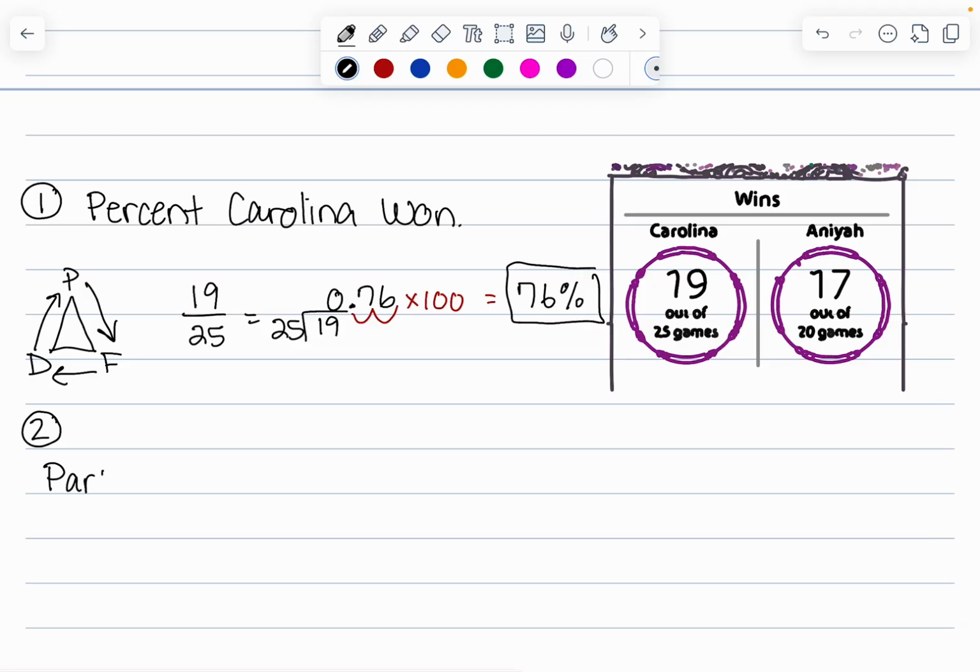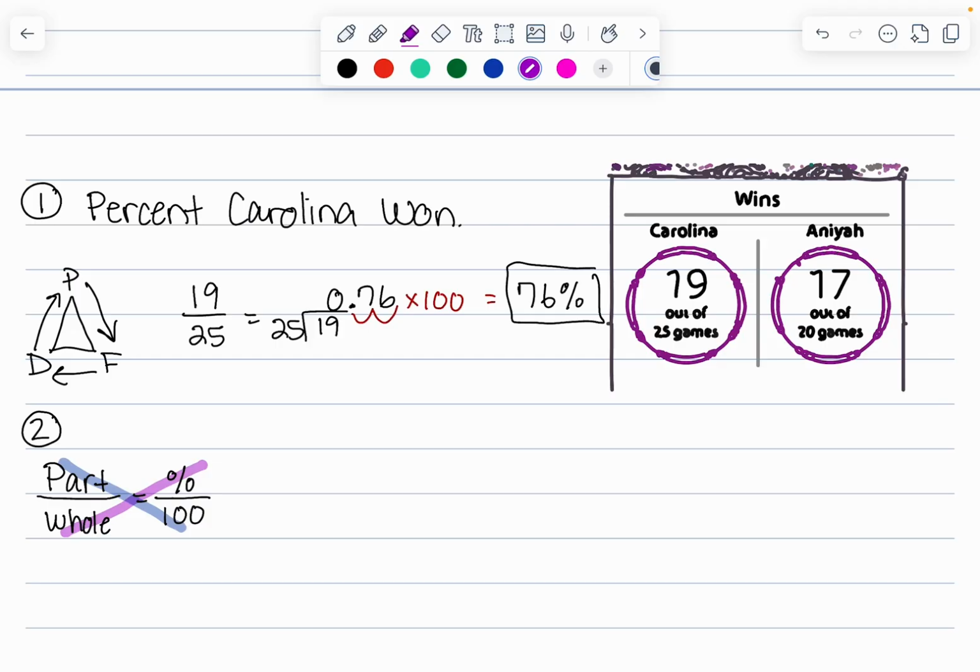So it's going to be part over whole is equal to percent over 100. And with this method, when we have equivalent ratios, the values that are diagonal from each other have to have the same product. So we're going to fill this in. The 100 is always given. Whatever 2 numbers are diagonal from each other, we multiply, and then we divide by the third value.